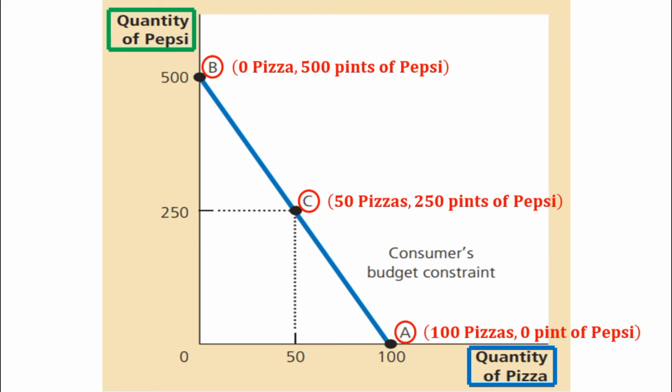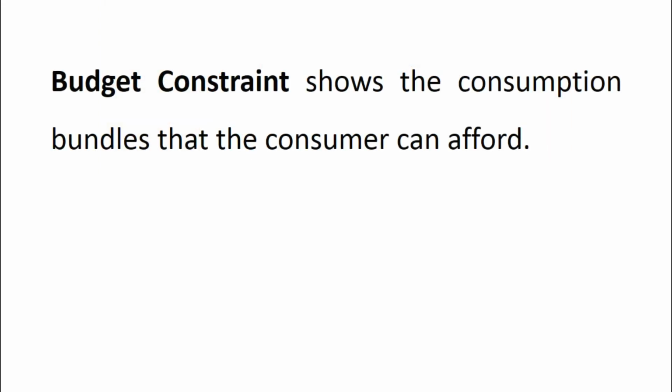You can observe that point C lies exactly in the middle of the line from A to B because at point C, the consumer is spending an equal amount on both the goods, that is $500 on pizza and $500 on Pepsi. These are only 3 of the many combinations of pizza and Pepsi that the consumer can choose. All the points on the line from A to B are possible, and this line is called the budget constraint. Budget constraint shows the consumption bundles that the consumer can afford.